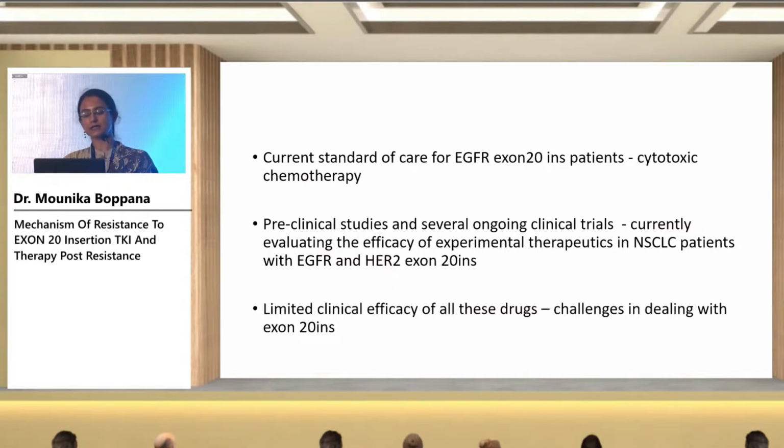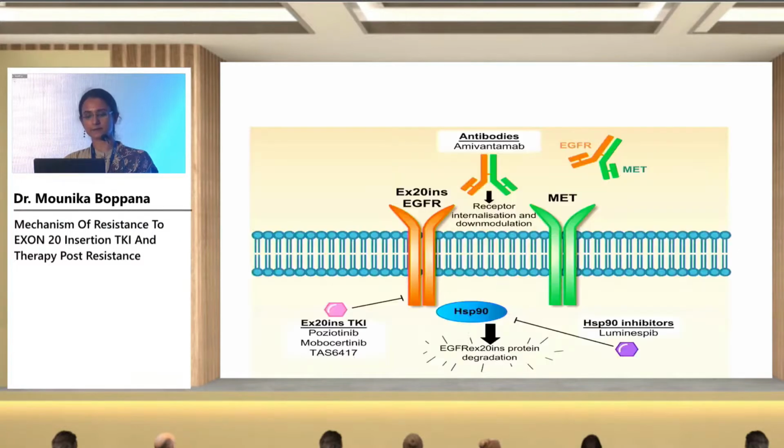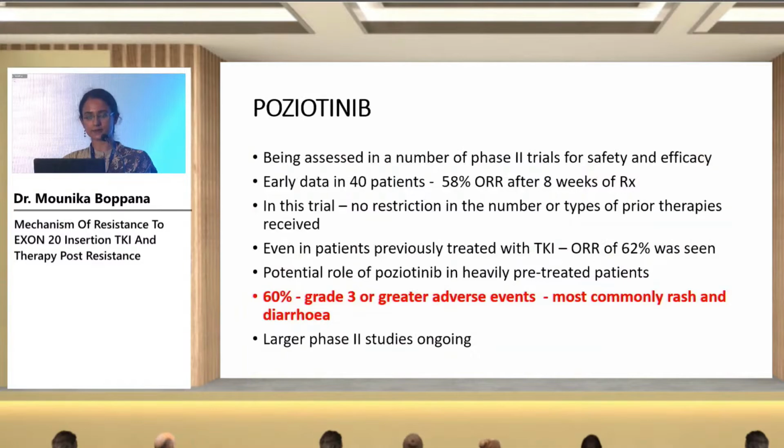And a lot of preclinical and ongoing clinical trials are there, which are investigating other experimental therapeutics. I'll just recapitulate the drugs which are being investigated right now, and some of them have already been approved. We have the exon 20 insertion TKIs that act at the ATP binding site, poziotinib, mobocertinib, and another experimental agent. And then there is a dual targeting antibody, that's amivantamab, which is also FDA approved. There is a heat shock protein 90, that is HSP90 inhibitor, that is luminespib. So these are the drugs which are being investigated at present.